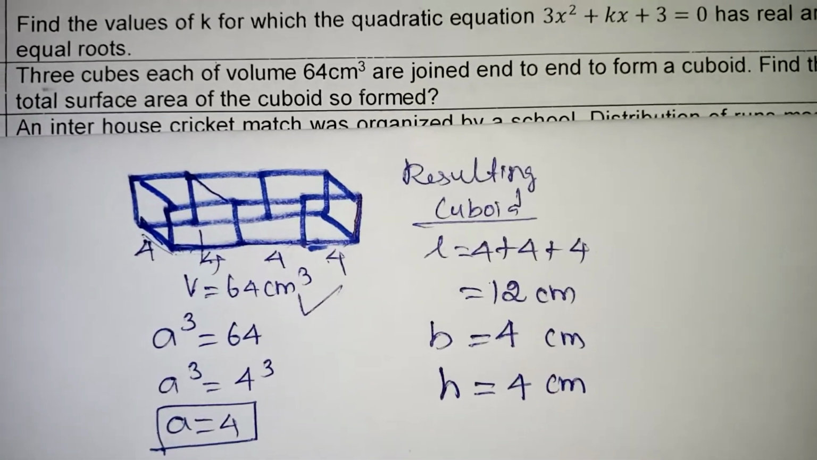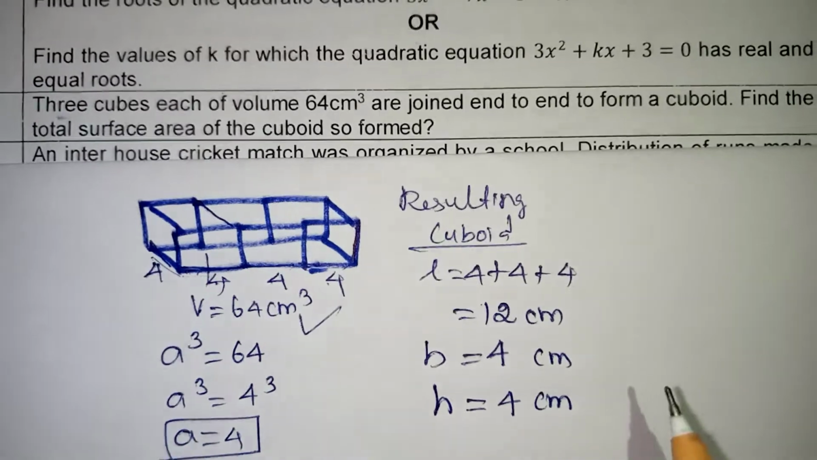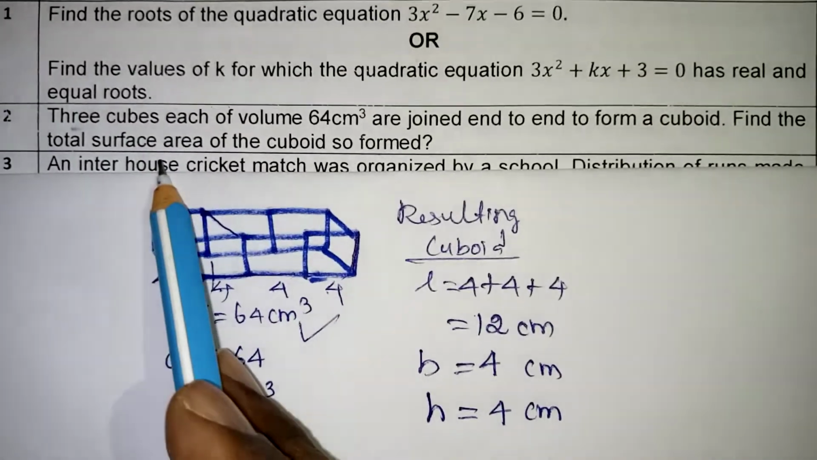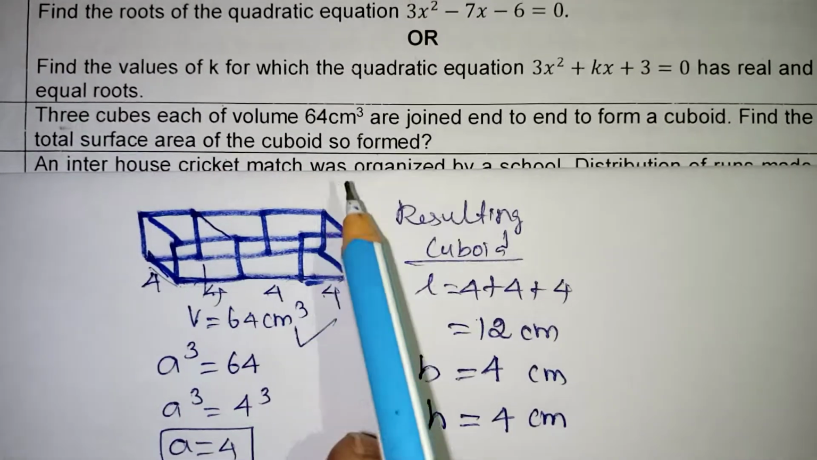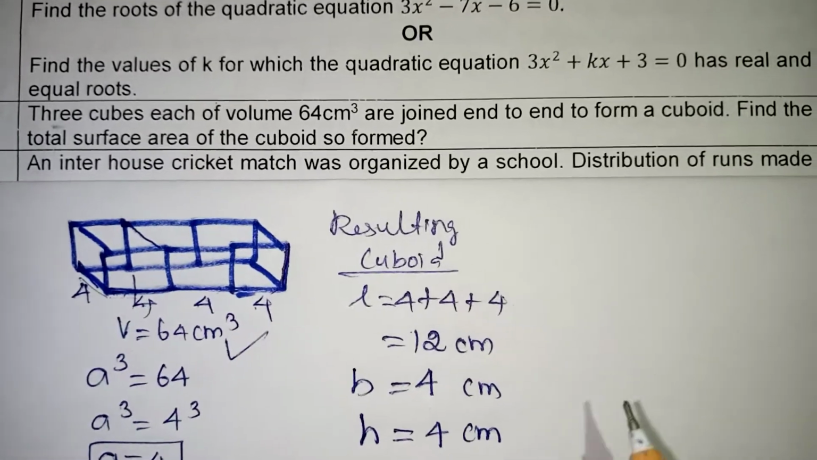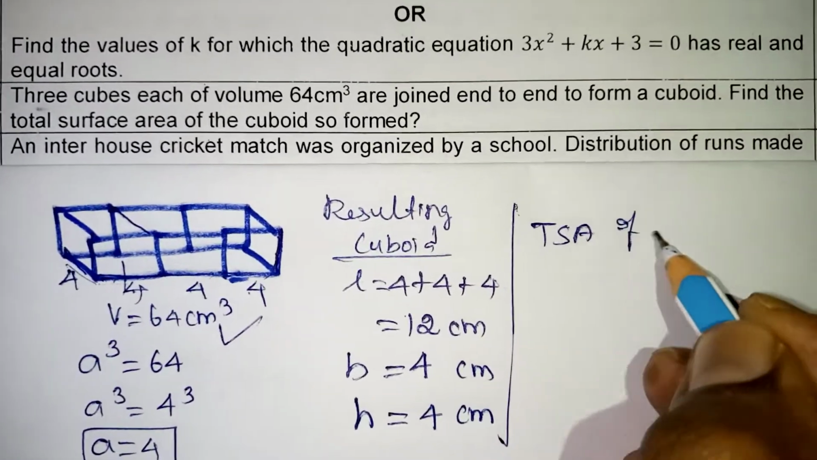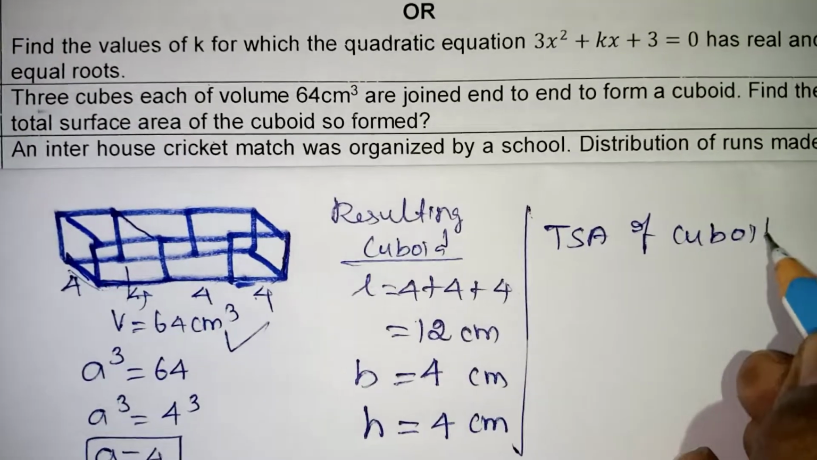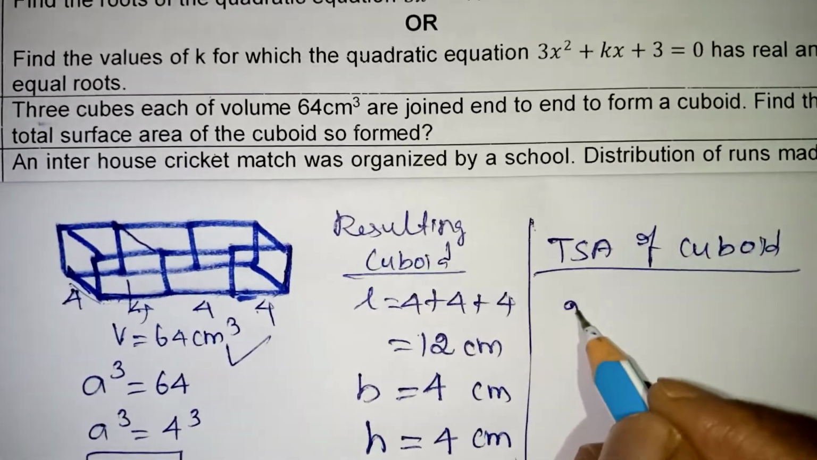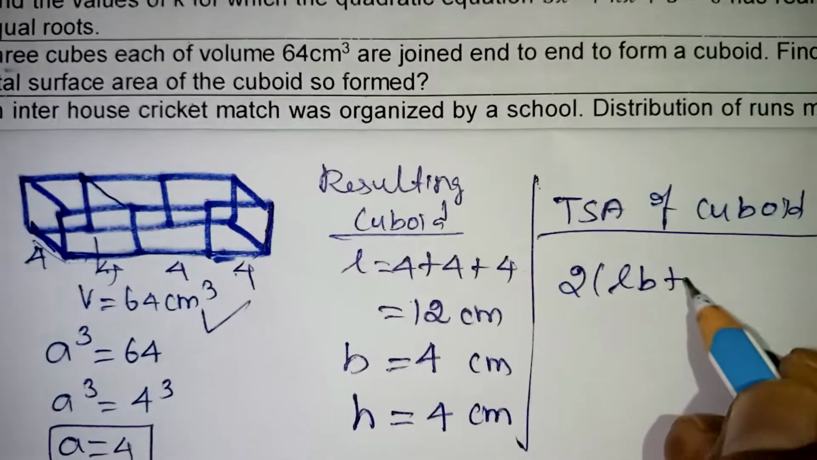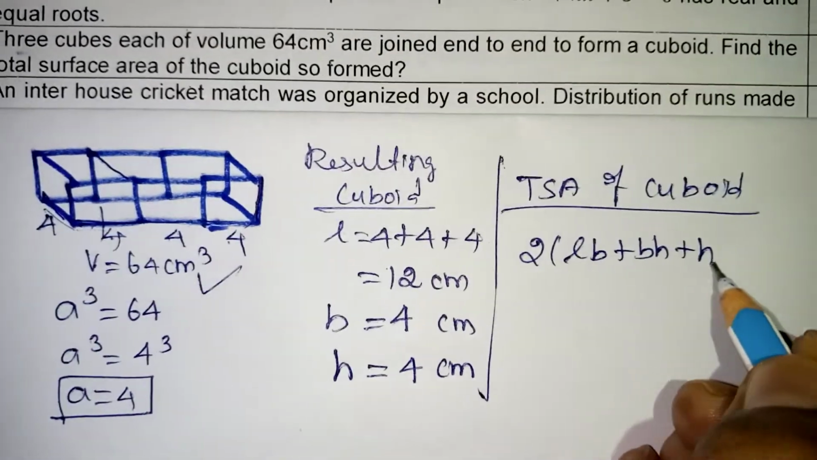Now length, breadth, height we found. Now the question is to find the total surface area of the cuboid so formed. They are asking you to find the TSA, total surface area of the cuboid. So the TSA of a cuboid is just a formula: 2 into LB plus BH plus HL we have to take.